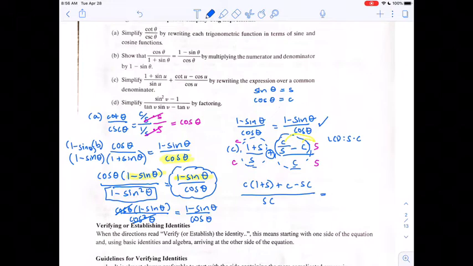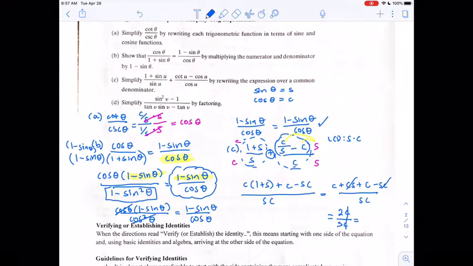Okay, we can simplify this further. This is just an expression. If I distribute, I get c plus cs plus c minus sc all over sc. Well, c and c is 2c, and then cs minus cs will cancel out. Remember that multiplication is commutative, so sc and cs are the same thing, all over sc. And then again, our c's cancel out, so we're left with 2 over sine of u. I want to keep it consistent, so we use u as a variable.